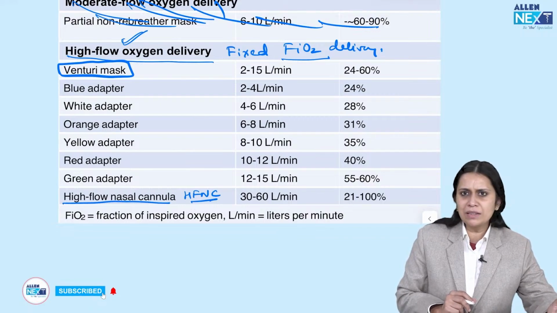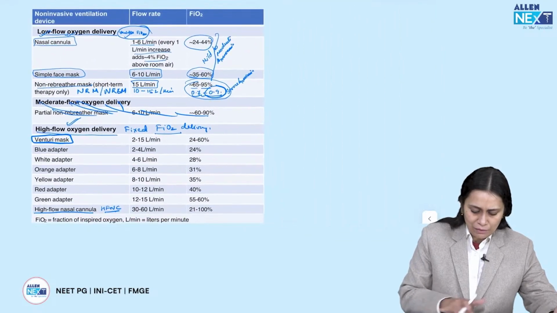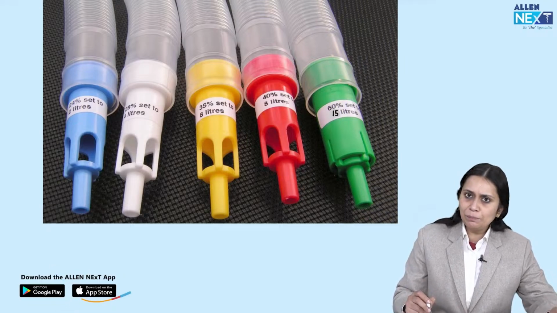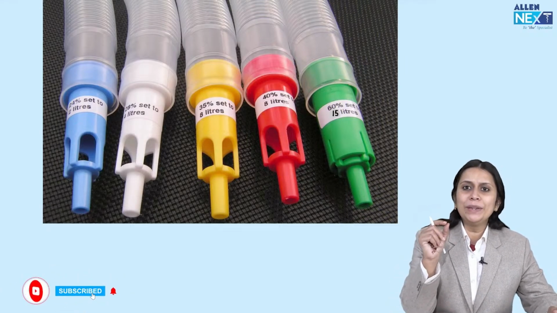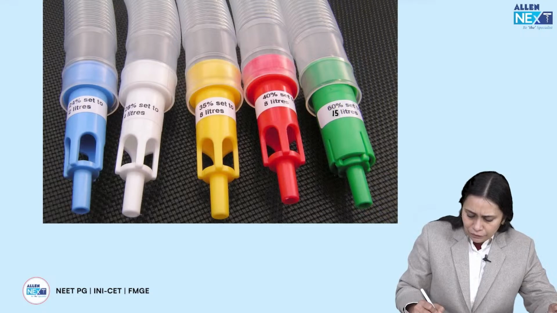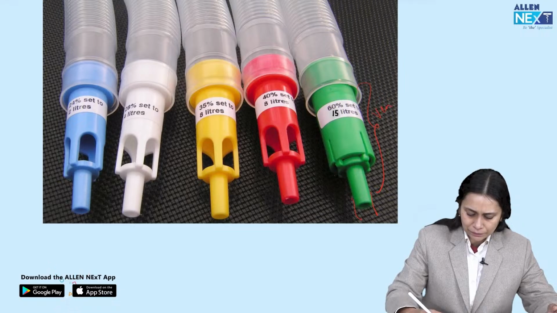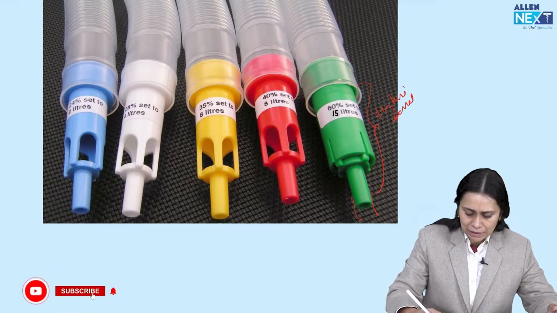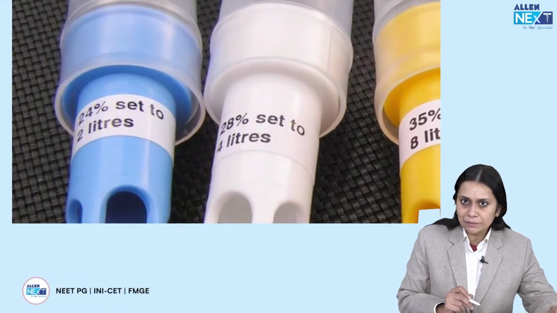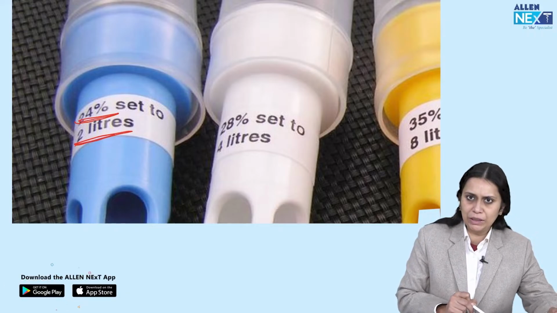Now first let's talk about the Venturi mask. How is a Venturi mask different from the simple face mask? A Venturi mask is attached with a Venturi barrel. I'll show you the image of the Venturi barrel. This is a Venturi barrel. In a simple face mask, the oxygen tubing opens in the mask itself, in the enclosure. But in a Venturi mask, we attach the oxygen tubing to this barrel. As you can see in the image, it is color coded, and on every barrel it is written what FiO2 it will achieve and what oxygen flow rate we have to keep.